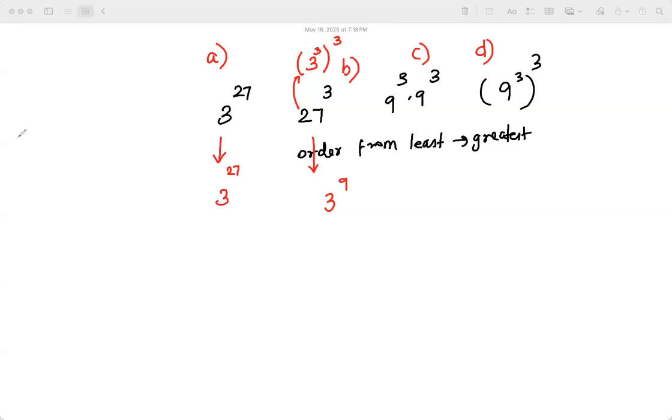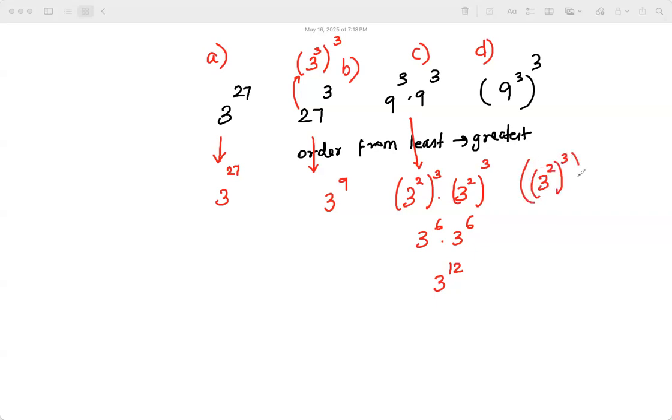I think I'll solve on the board. Okay, 3 different answers are coming. No problem. So see here. 3 power of 3 square. 9 is 3 square, right? The whole cube. Then you have 3 square, the whole cube. So you get 3 power of 6 times 3 power of 6, 3 power of 12. Make sense? Similarly, here 9 is 3 square, right? Whole power of 3, whole power of 3. So 3 power of 18.